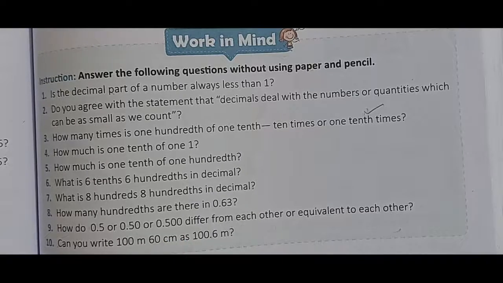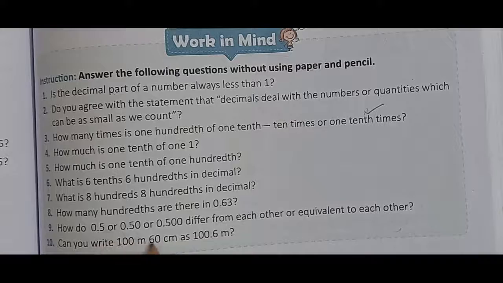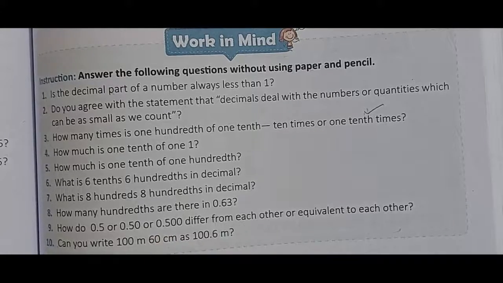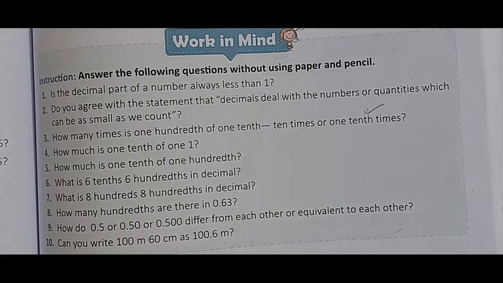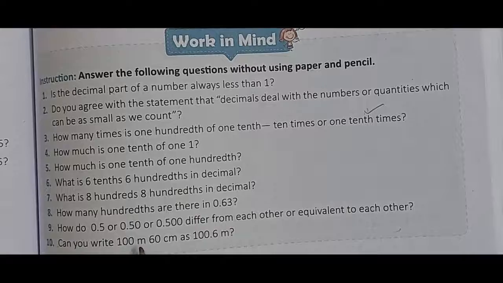Last question. Can you write 100 meter 60 centimeter as 100.6 meter? For this we have to convert 60 centimeter into meter. We know that 1 centimeter equals 1 by 100 meter. So 60 centimeter means it is 60 by 100. If we convert it into decimal, you can write it as 0.6 or 0.60. Here it is written as 0.6. But we have 100 meter before, so 100.6 meter will be your answer.